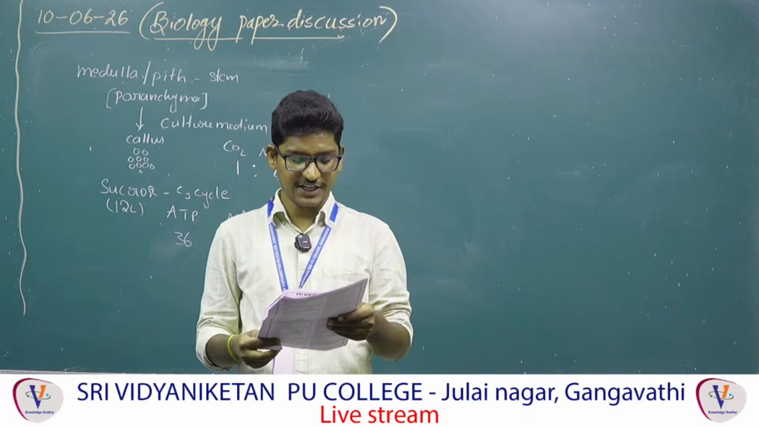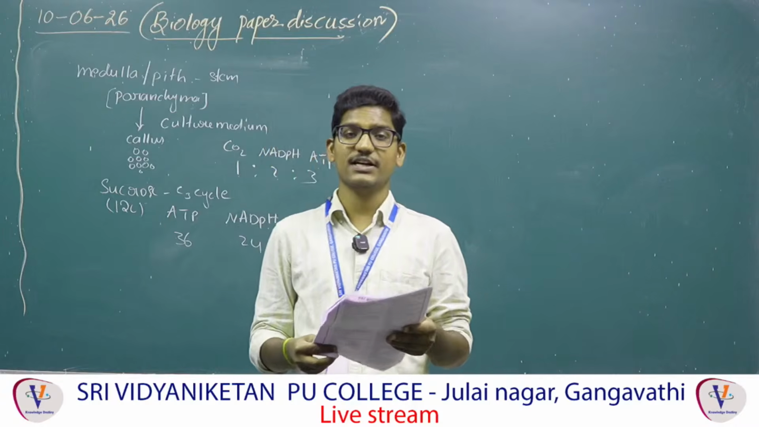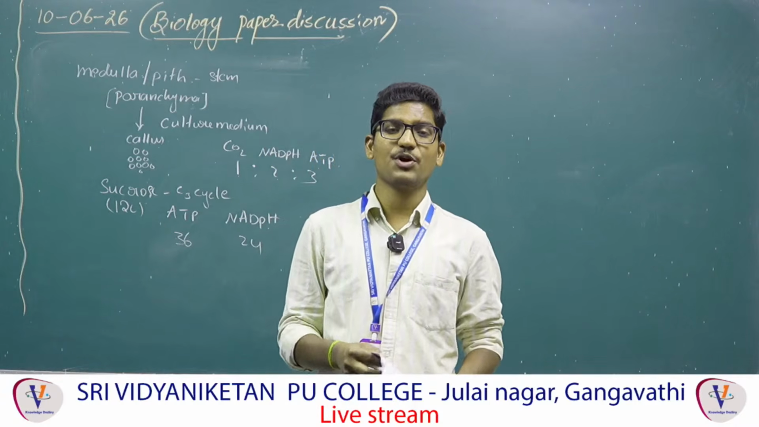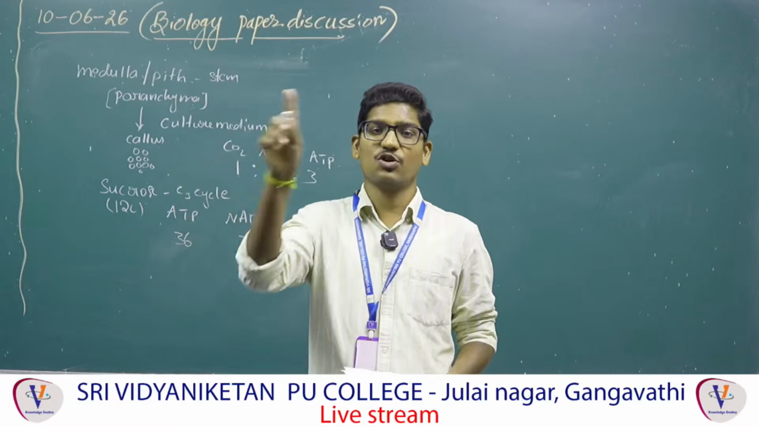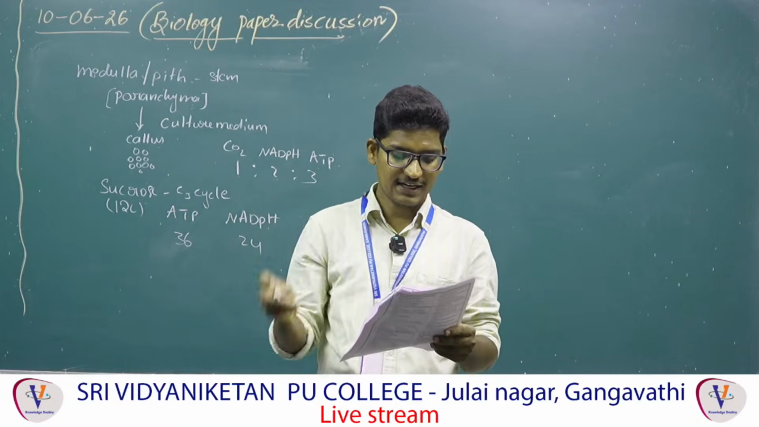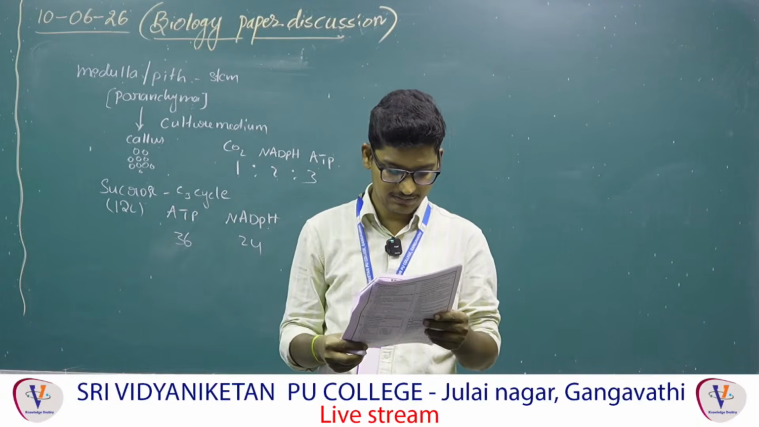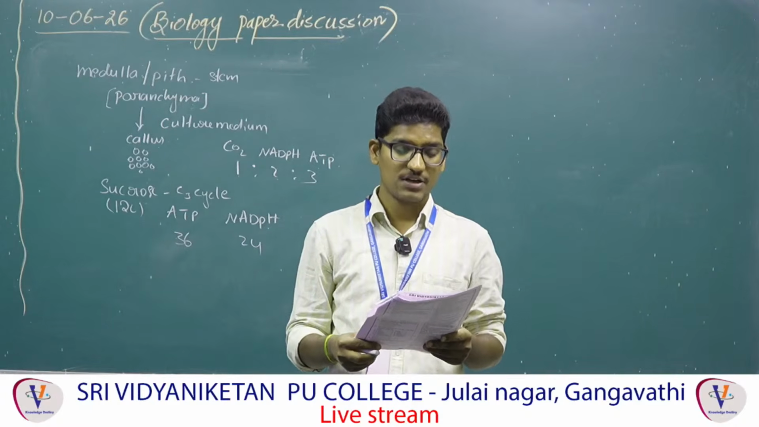Related to polygenic inheritance, they are given 4 options, which is incorrect. First option, because in polygenic inheritance, many genes control one trait, one character. Here reverse they are given. First option is incorrect.